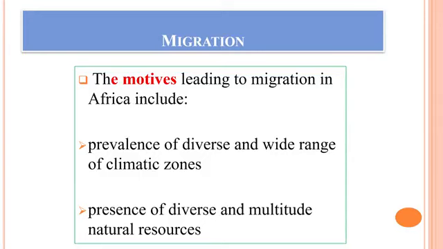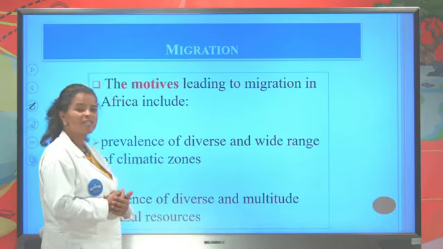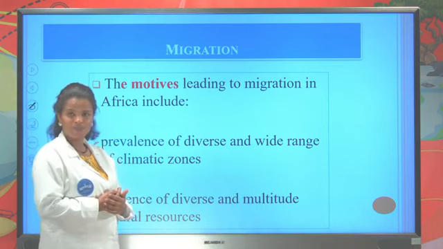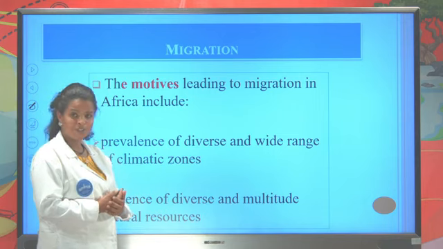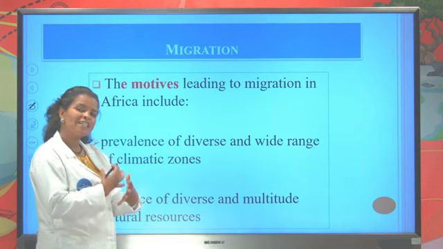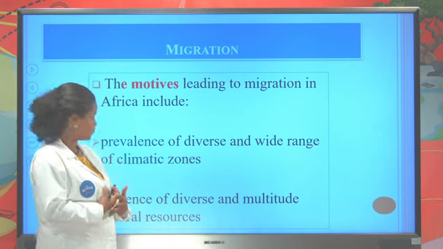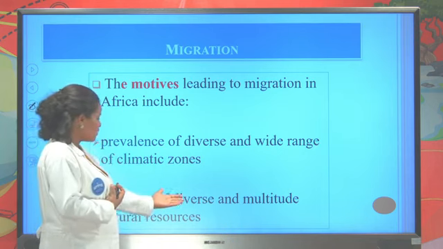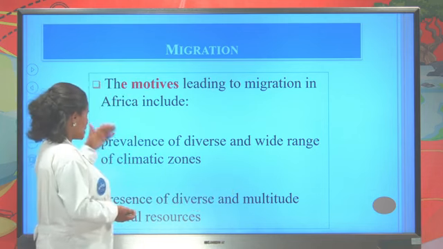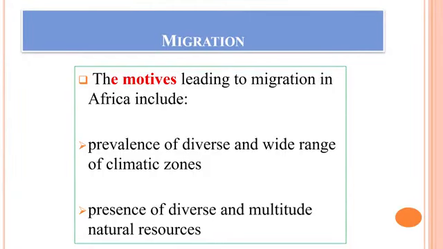The motives leading to migration in Africa include the prevalence of a diverse and wide range of climatic zones. Africa has diverse relief features. The diverse relief features result in diverse climate. Because of this diverse climate, the African people move from one place to another. And also the presence of diverse and multitude natural resources.